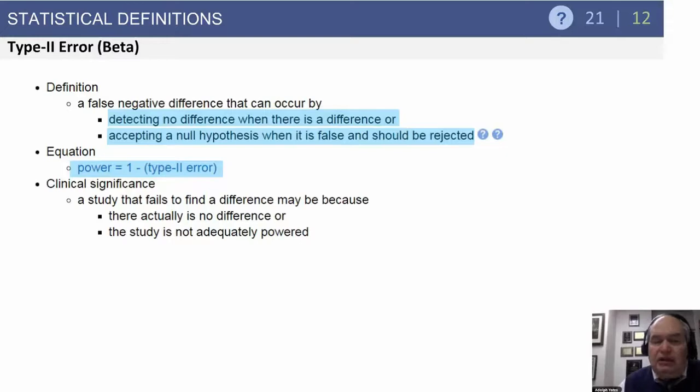Now, a type 2 error as opposed to type 1 is a false negative difference, and it's because of detecting no difference when there is a difference. In other words, you accept the null hypothesis when you really shouldn't, and that's the second definition as well. This gets us into power, and the power of a study is 1 minus the type 2 error.